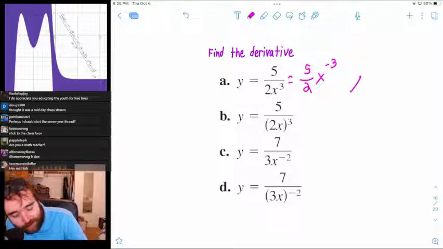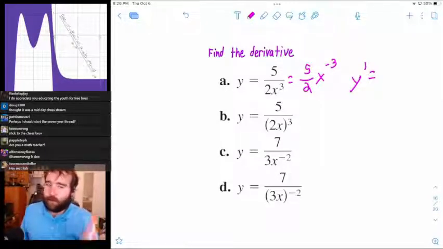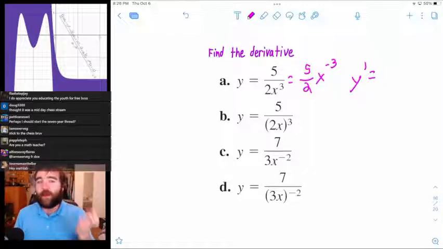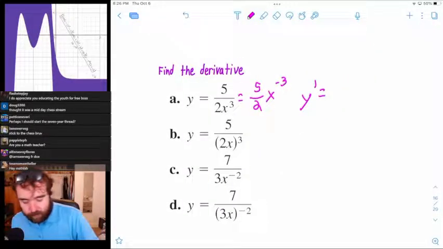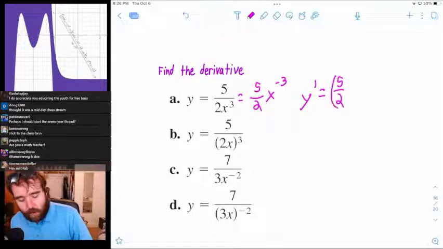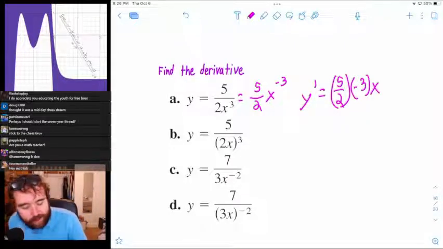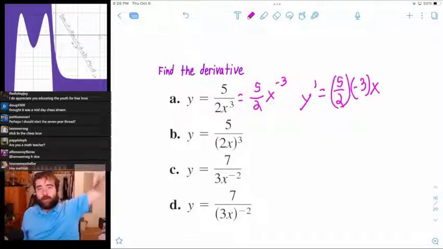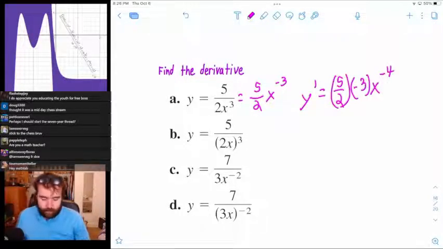And then that means, when we take the derivative of it now, because again, very important to remember that rewriting is not taking the derivative. That is just rewriting the actual function. Now we're going to take the derivative of it, and it's going to be the 5 halves just stays. But then we bring the power and multiply it to the front, so multiplied by negative 3. And decrease the power by 1, so negative 3 minus 1, negative 4.